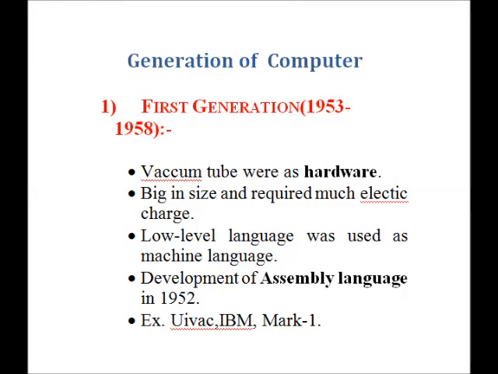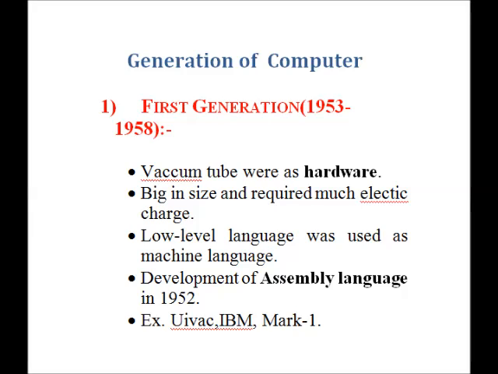In this video, we are going to know about the generations of computer. There are 5 generations of computer, and we will also see in which generation which type of changes are made. So let us go to the topic. Our first point is first generation.